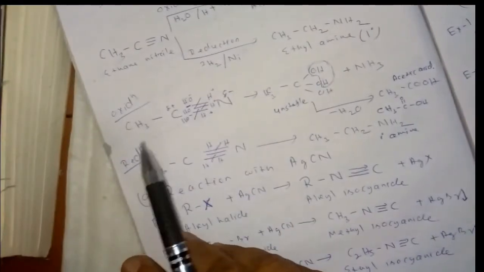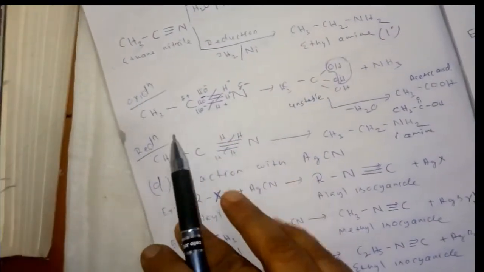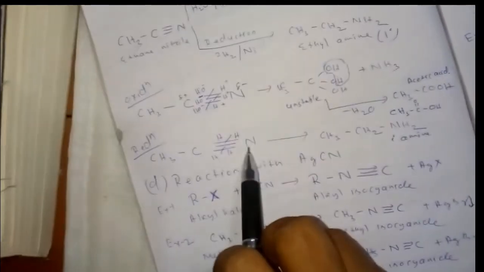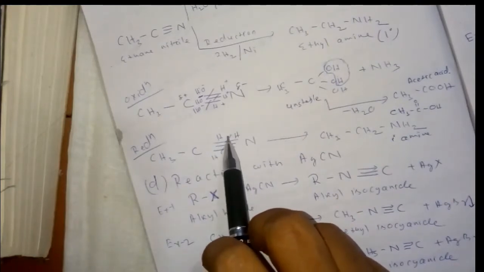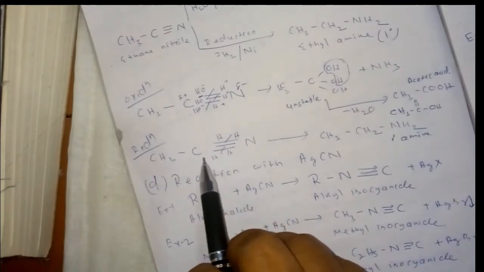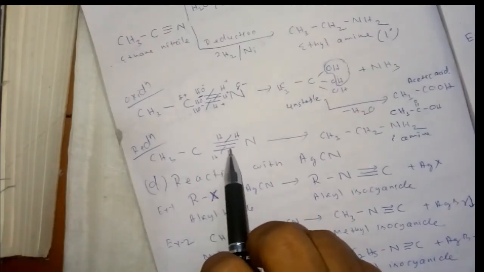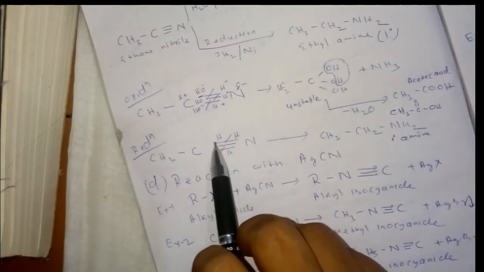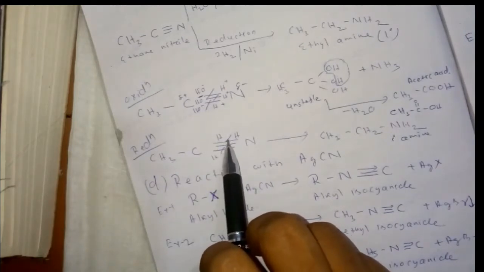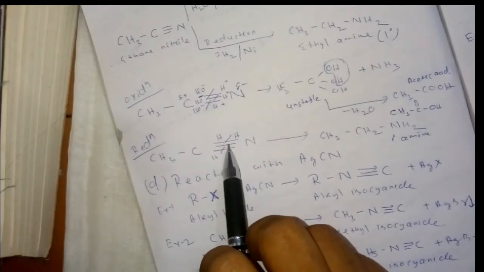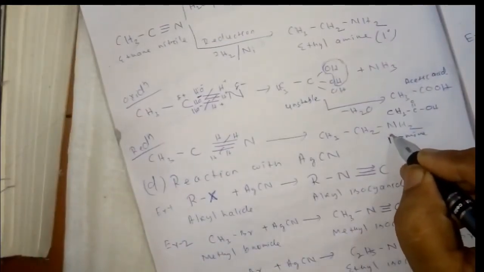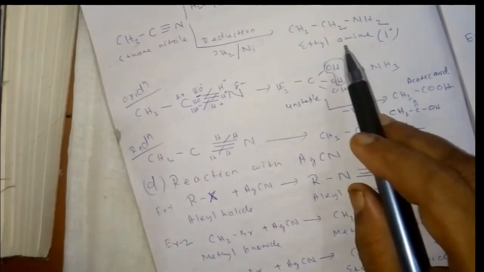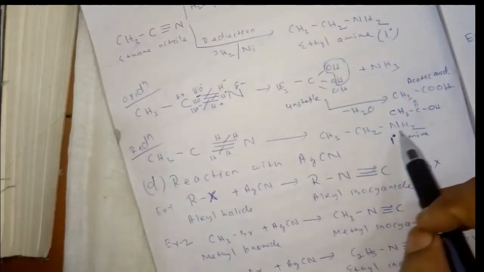Similarly in reduction, CH3C triple bond N, the sigma bond will not break. The pi bond will break. When a pi bond breaks, it is called an addition reaction. So we will get CH3CH2NH2. It is a 1 degree amine, ethylamine, with 2 carbons.